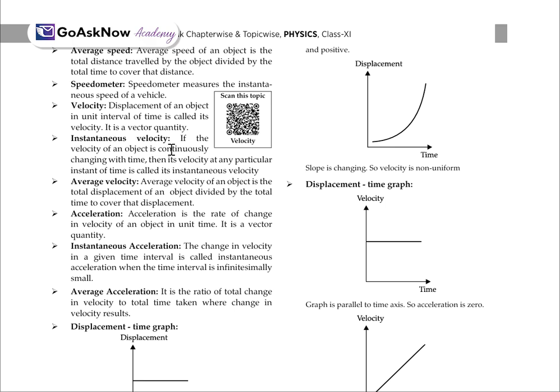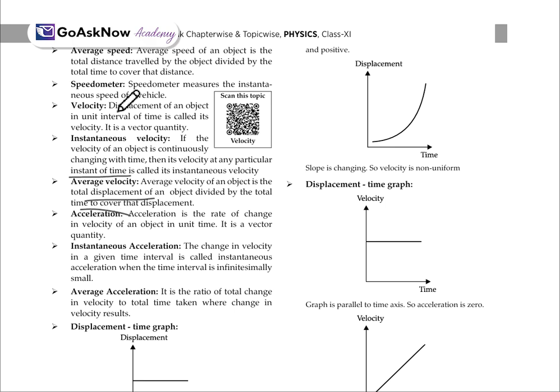Instantaneous velocity: if the velocity of an object is continuously changing with time, then its velocity at any particular instant of time is called instantaneous velocity. Average velocity of an object is the total displacement divided by the total time taken, then it is the average velocity.